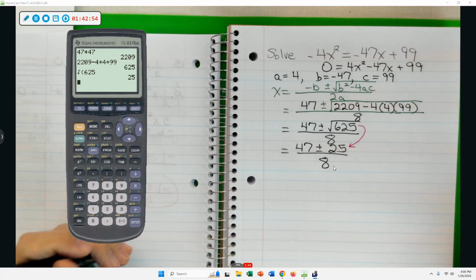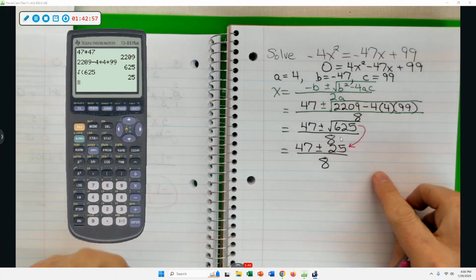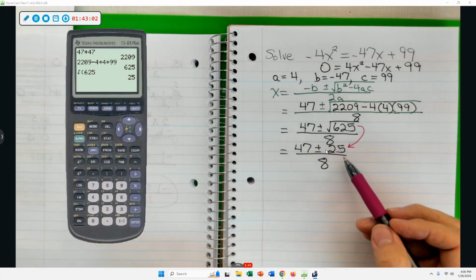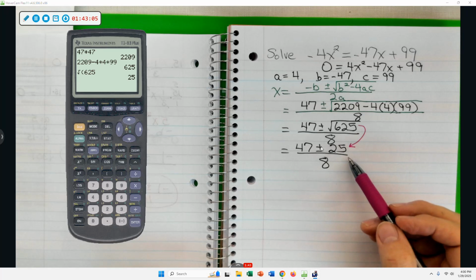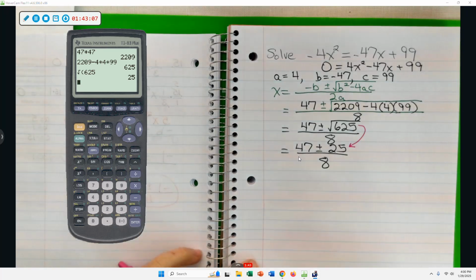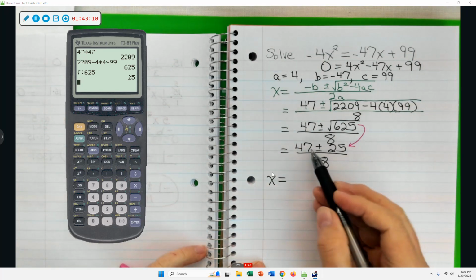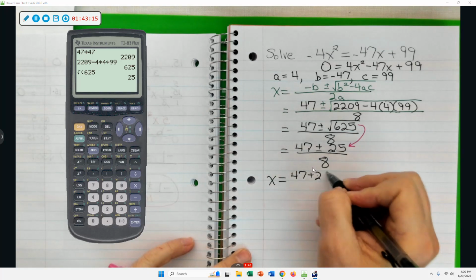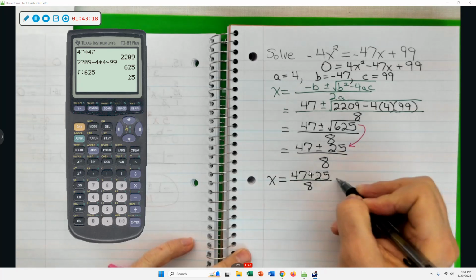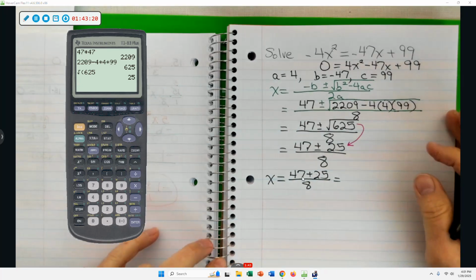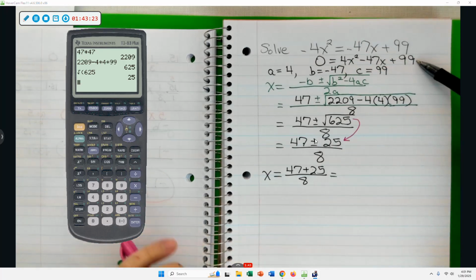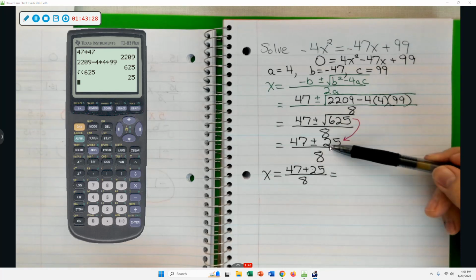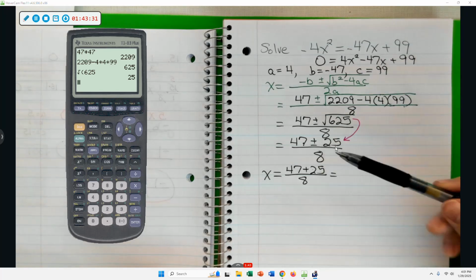But you cannot stop there. People want to stop there. If you have a radical left over, you stop there. Does our top have a radical remaining? No, so you have found 2 possible answers. You have 47 plus 25, and you have to break it up into 2 separate cases. This is the important part of the problem. If you're solving an equation using the quadratic formula that could be factored, where you don't have a square root, you're going to have to split it up.